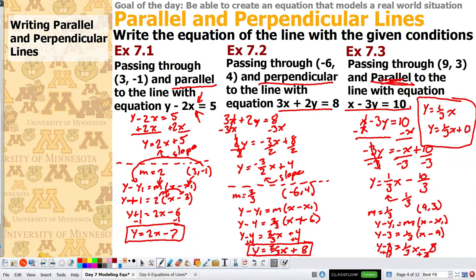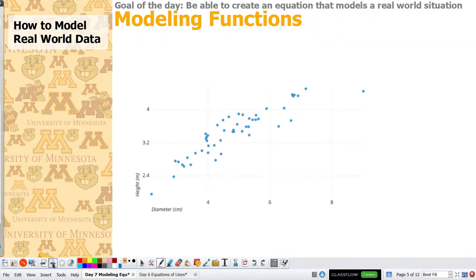All right, so that's the last skill I kind of wanted us to have. But let's start thinking about modeling now. So here we have some data that's been graphed, and the bottom is the diameter of a tree trunk. If this is the trunk, the distance across, that's your diameter. So they measured a bunch of diameters of trees, the stumps, or the trunk, I should say. Maybe they didn't actually cut it down.